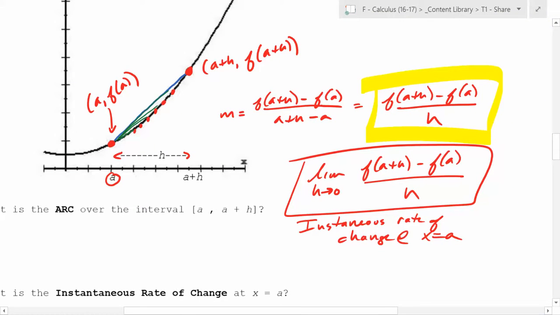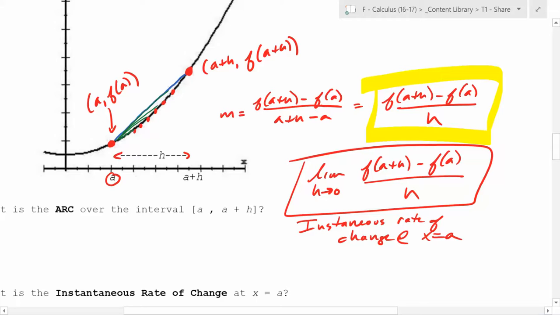So, what kind of function can f be? Anything you want. What value can a be? Anything in the domain. You run this limit. Are all limits easy to do? No, but if you can run this limit, can you find the instantaneous rate of change?